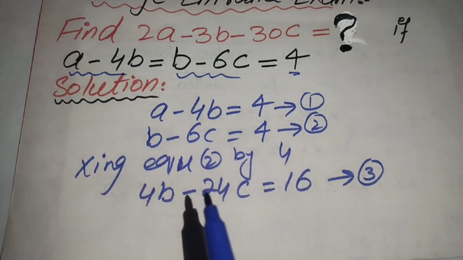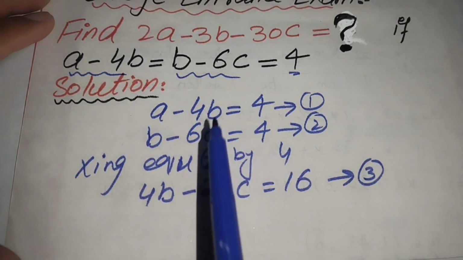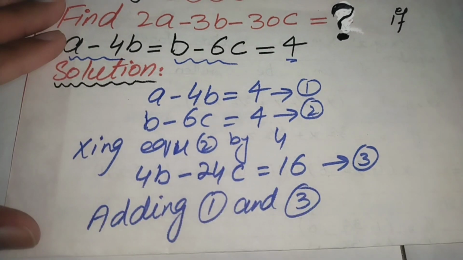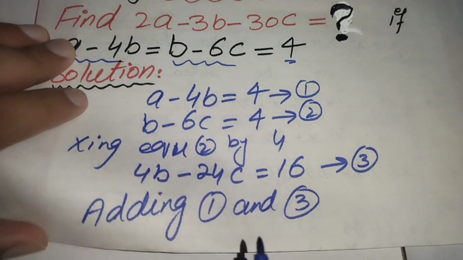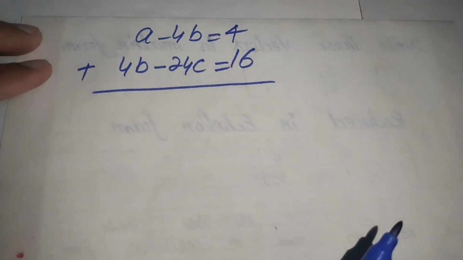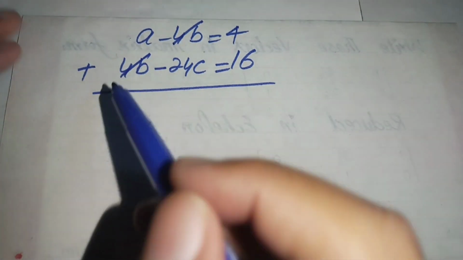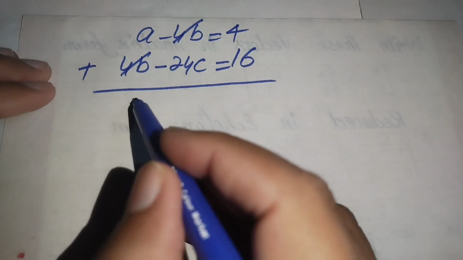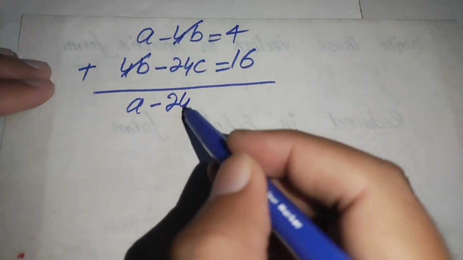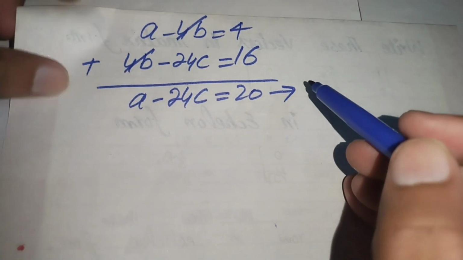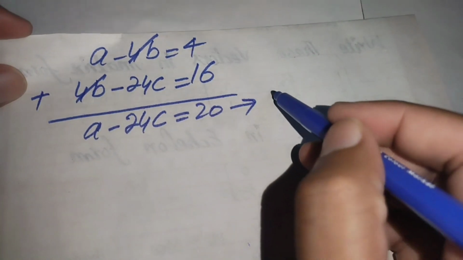After that we just add equation number 1 and equation number 3, and we will obtain some new expression in the form of a and c. So we add equation number 1 and equation number 3 here, and when we add, we see that minus 4b and plus 4b are gone, and we will obtain a minus 24c is equal to 20, and we will name this equation as 4.